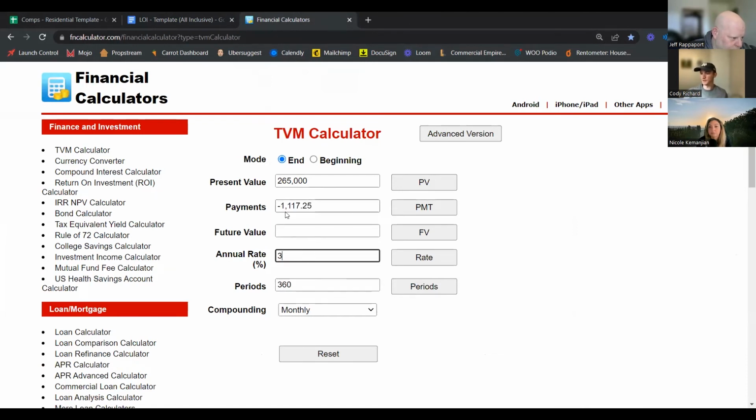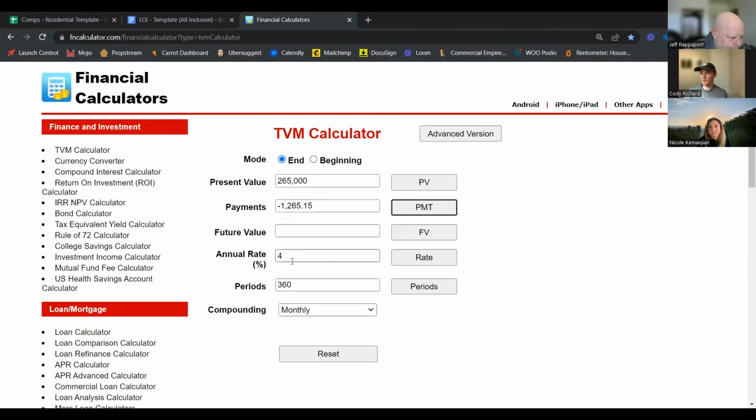So I'll start there and see, okay, that's 1117 or about 1100. Say their monthly payment is 1200. All right, well, that won't work. I need to make sure I get a bit higher. Let's try 3.5. All right, still not quite there. 4. All right, 4 is above that.